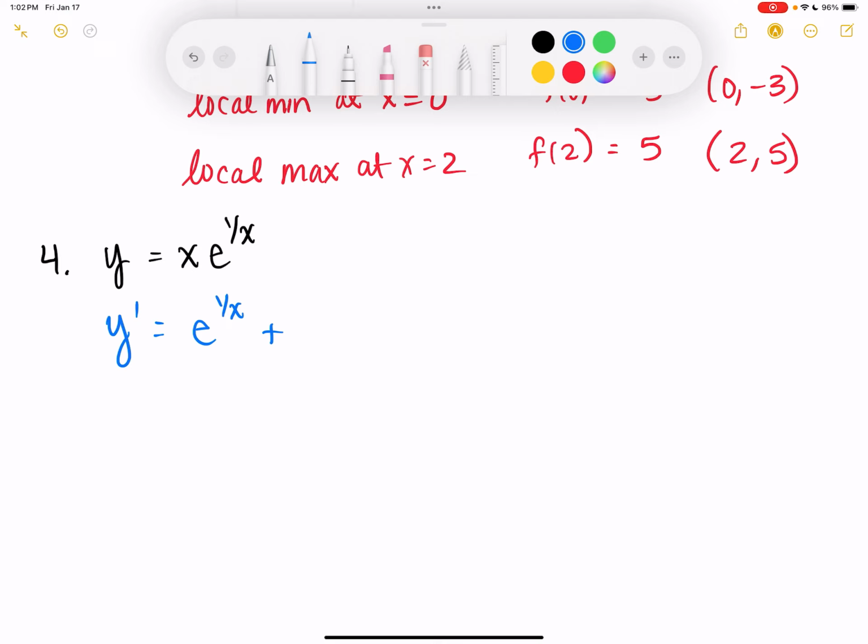So it's always the derivative of the first times the second, plus the first, so we have an x, times the derivative of the second. What happens when we have e to the anything? You just copy it as it is. So it's e to the 1 over x and then times the derivative of whatever is up in its exponent. What's the derivative of 1 over x? Negative x to the negative 2. Yep. Or you could say negative 1 over x squared. Either way. I think I like the negative 1 over x squared.